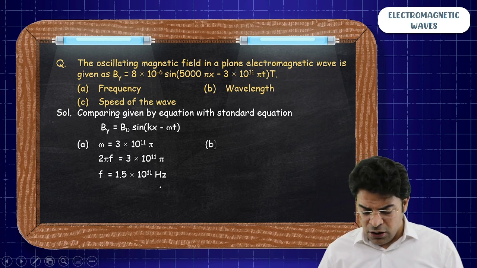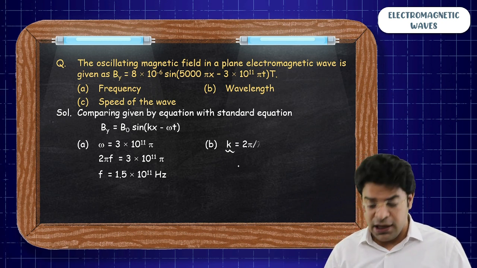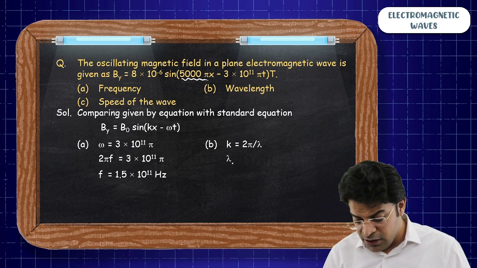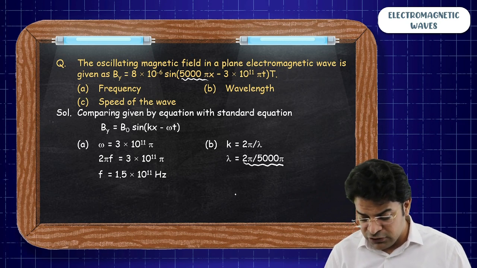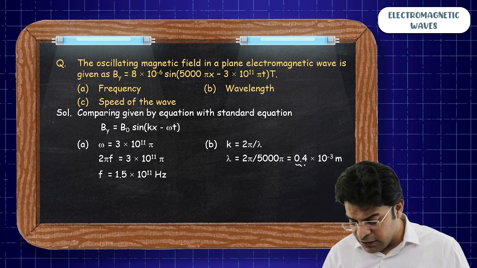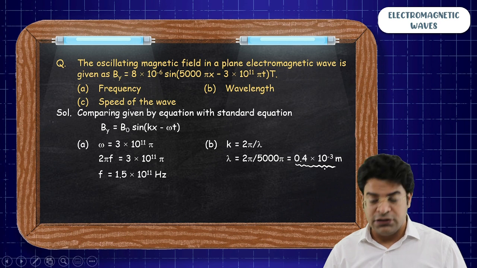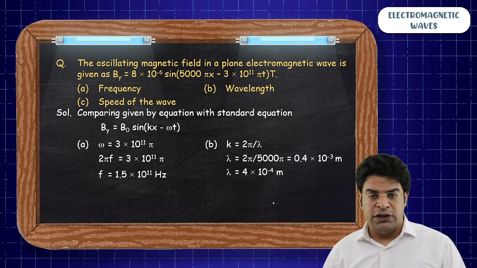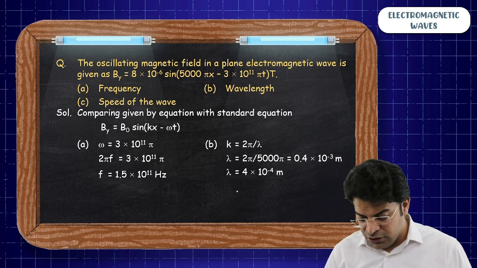Easy. Now, to find the wavelength, you will use k equals 2 pi by lambda. The value of k is given as 5000 pi. So you will write lambda equals 2 pi by 5000 pi, cancelling out pi, you get 2 by 5000, which equals 0.4 into 10 to the power of minus 3 meter. Or you can say that the wavelength is 4 into 10 to the power of minus 4 meter. Or you can write the wavelength to be equal to 0.4 mm.